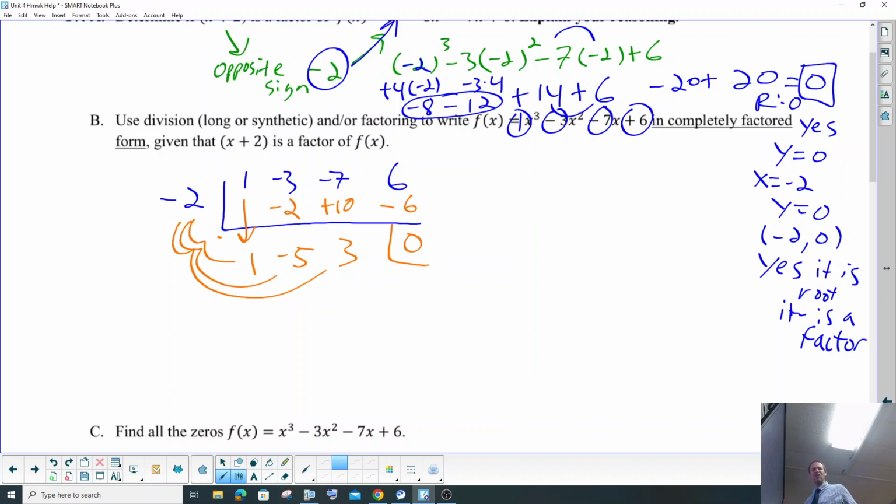See, yes, it is a factor. We got a remainder of 0. So then one power less. So what's less than 3? x squared minus 5x plus 3.